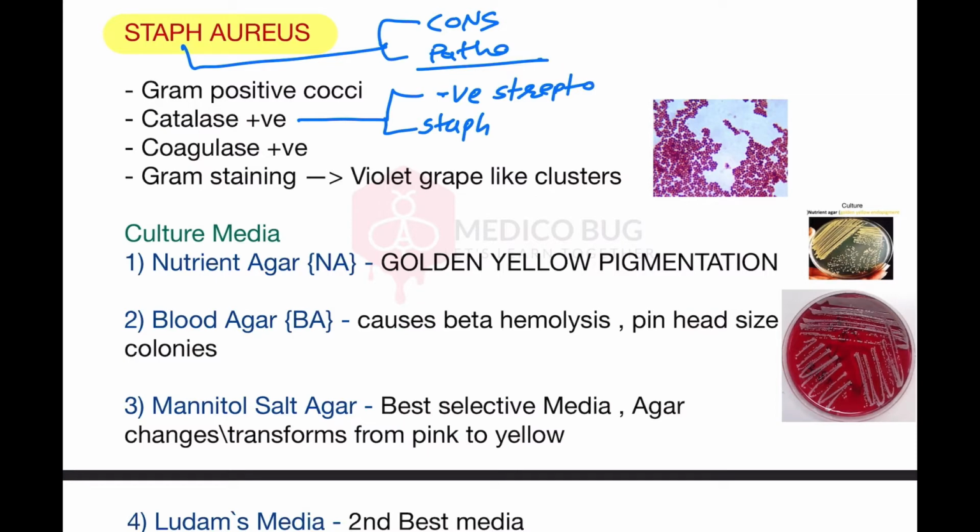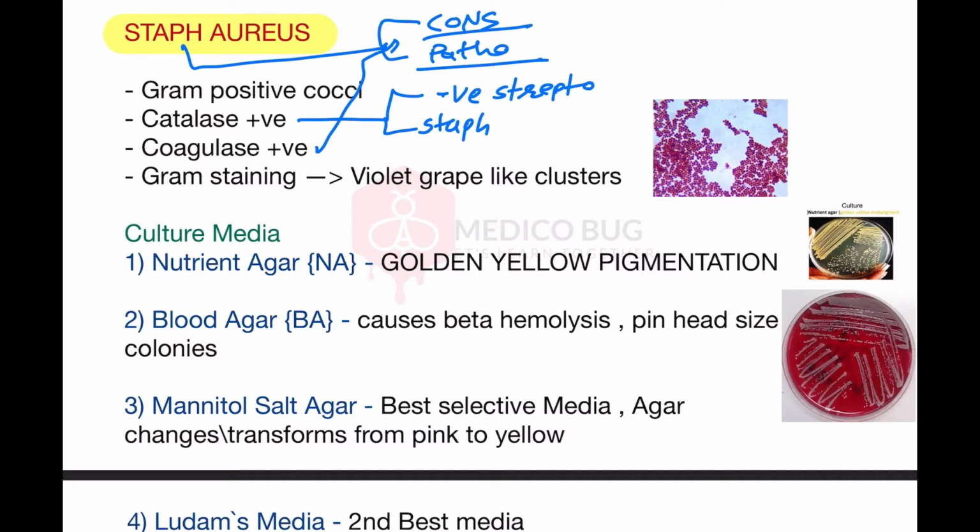And what is coagulase positive? Coagulase positive means, as we have already discussed, not CoNS. The coagulase test differentiates between CoNS and pathogenic Staphylococcus. Alright. So it is coagulase positive.